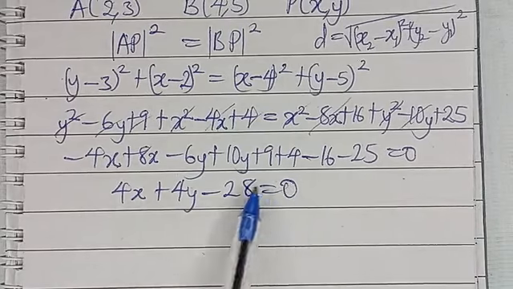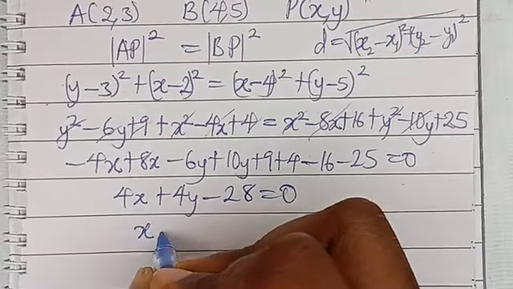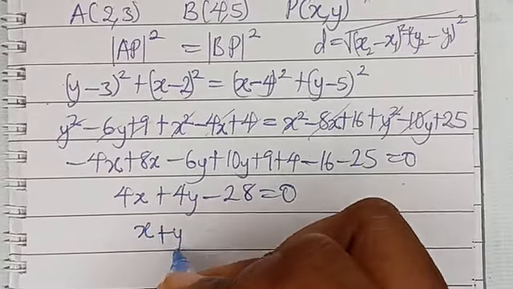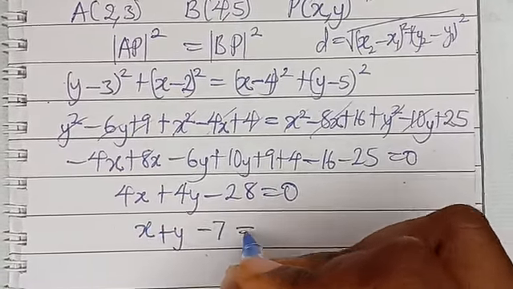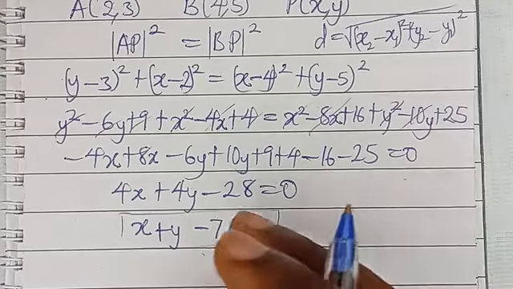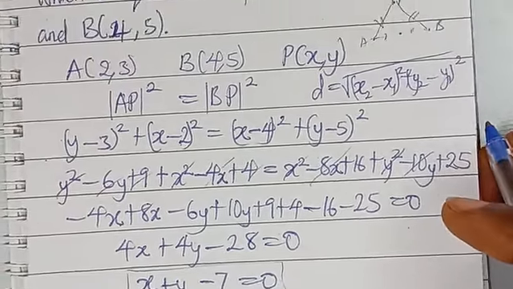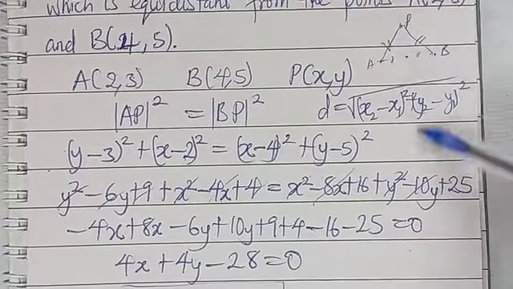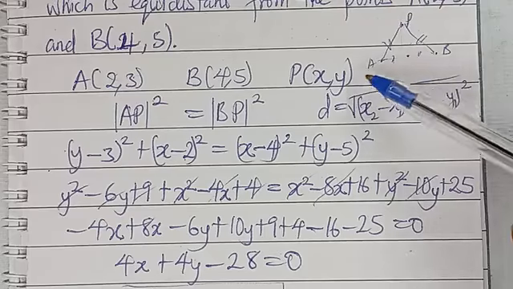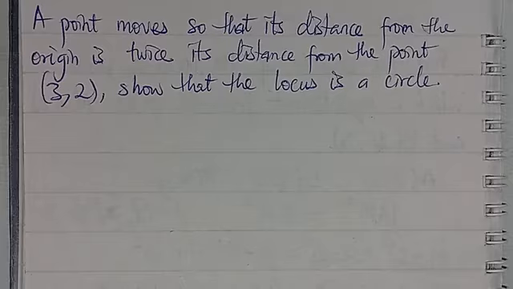4 can go all through. We divide every single term by 4. We'll get that x plus y minus 7 equal to 0. So this is the equation of that point when we started this diagram. So this is the equation of that line that is equidistant from these 2 points.